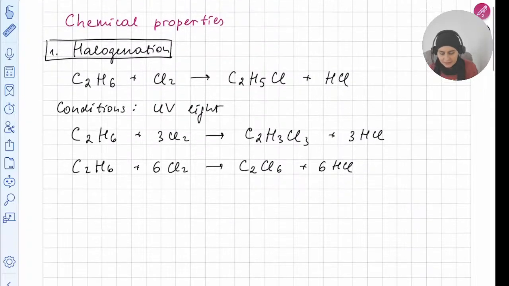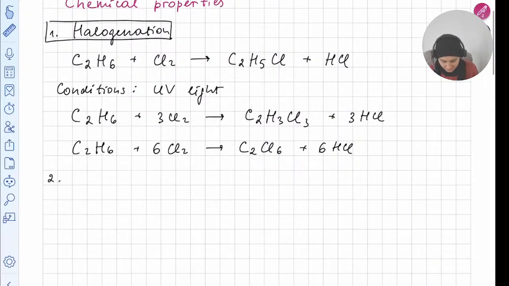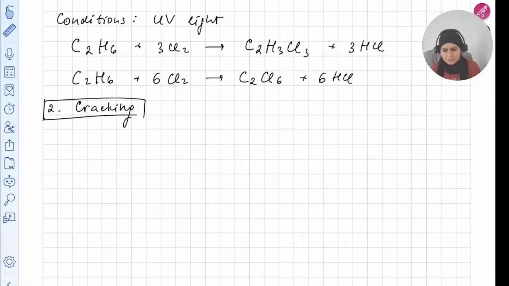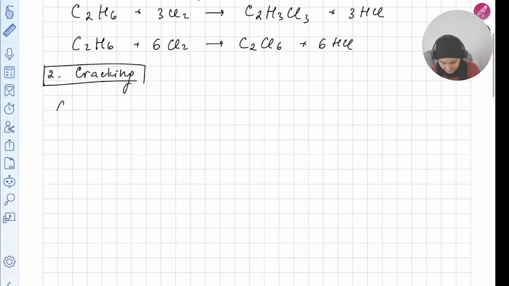Then the second reaction of alkanes would be cracking. And okay, let's see, do we need 2 types? Yes, I think we need 2 types of cracking. So, well, the cracking, what is it? It's just when you have a long chain alkane, and it would be split randomly into shorter chain alkanes. So first we would talk about thermal cracking.